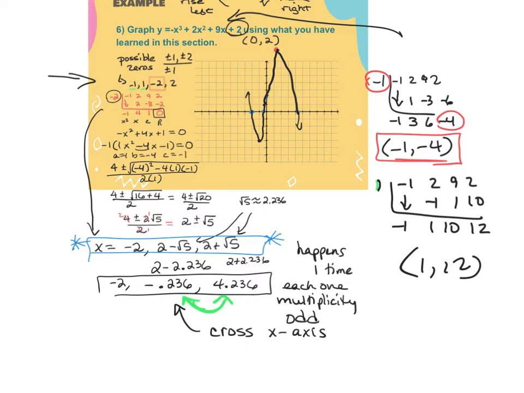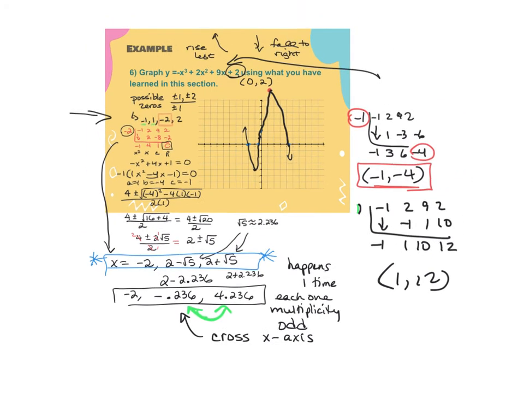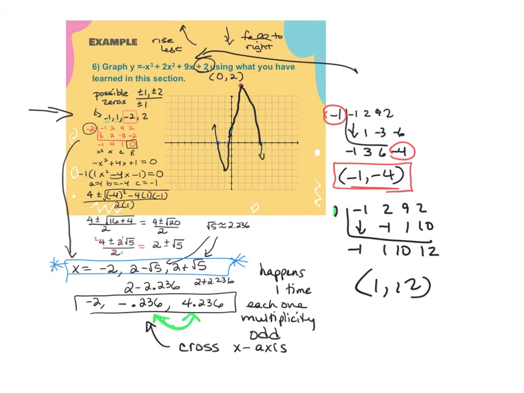Now, one other thing, and I don't know if I told this class or not, but to figure out how many turning points there are, you would take your biggest exponent here, the x to the third, always subtract 1 from that biggest exponent, and this tells me I'm going to have 2 turning points.